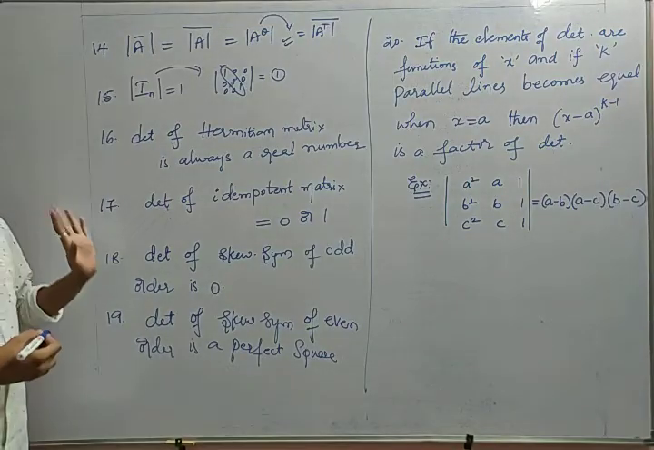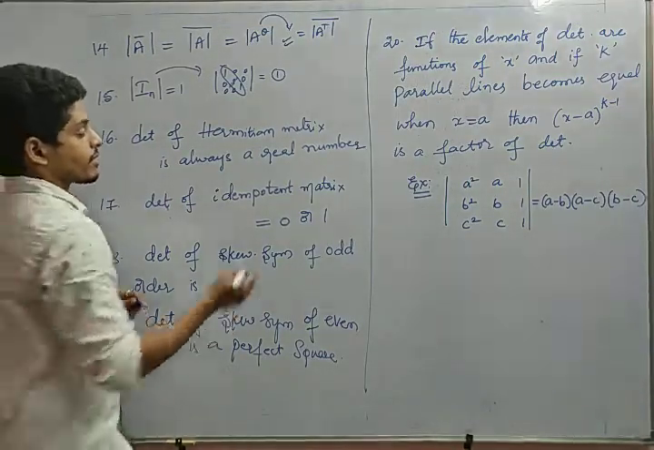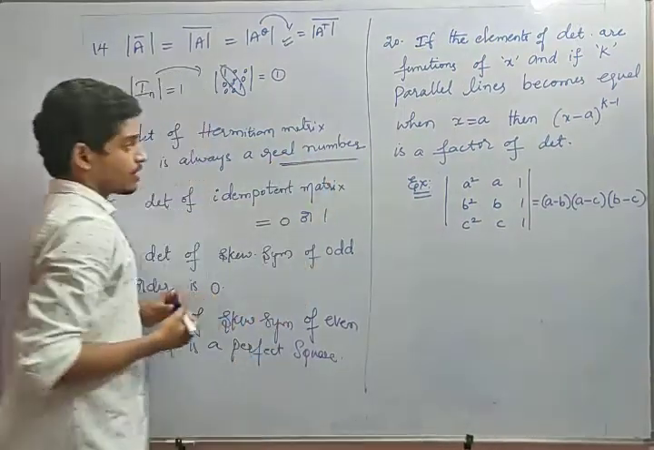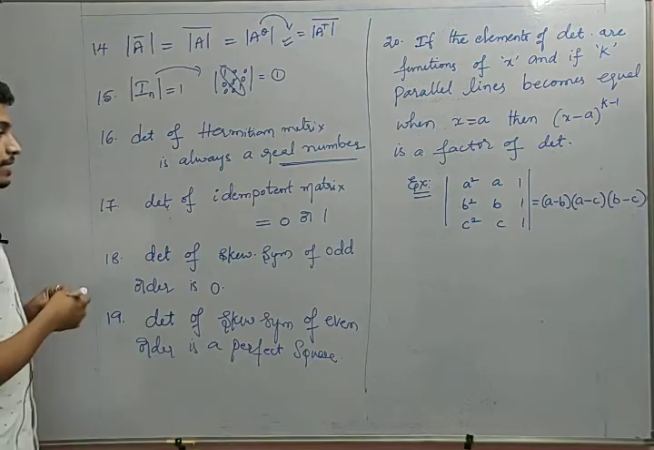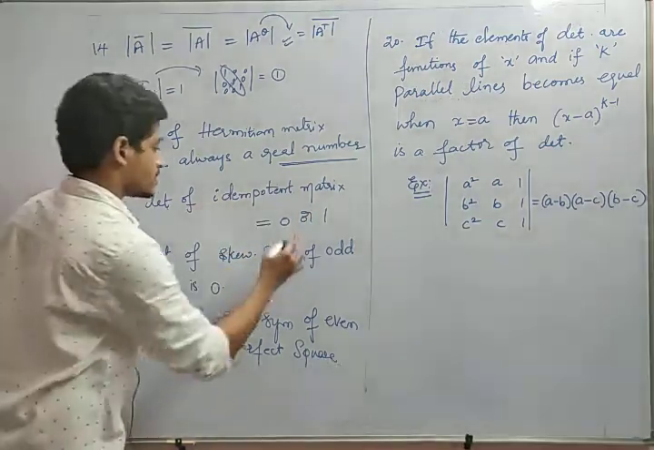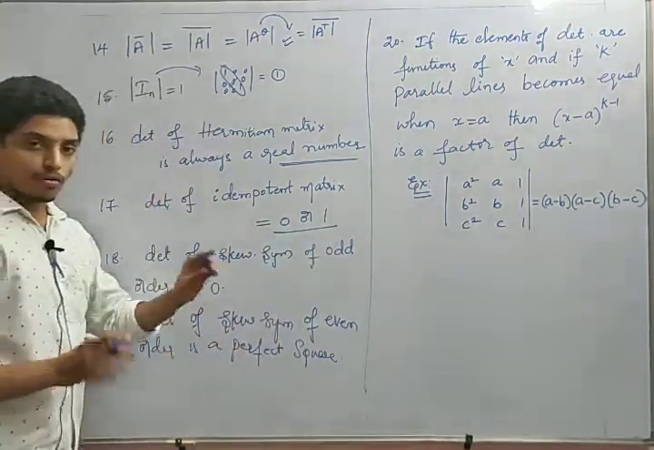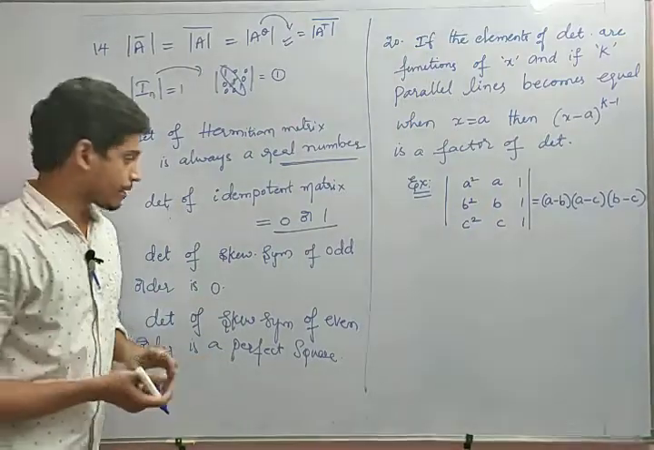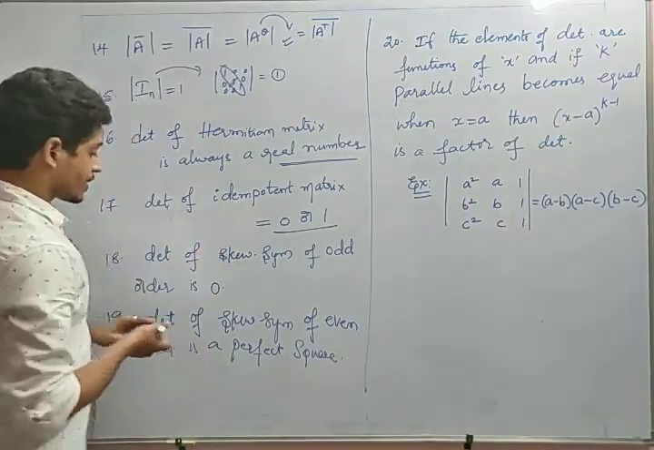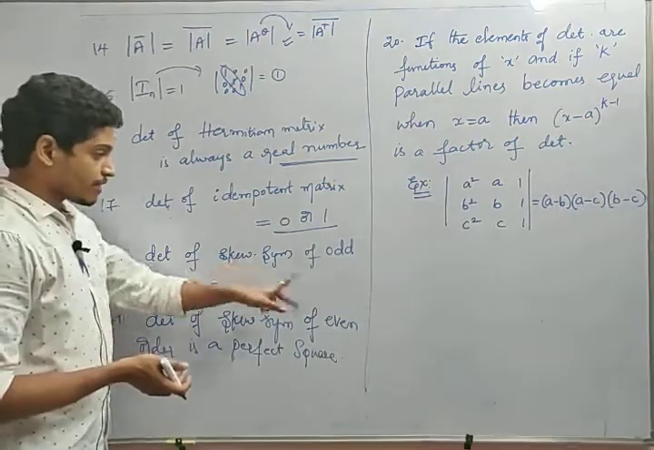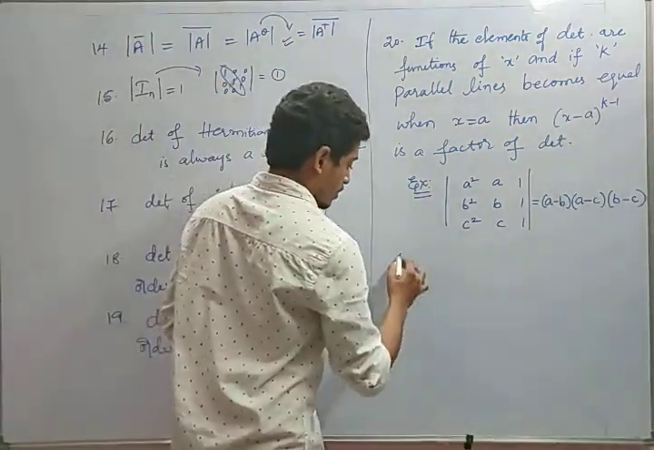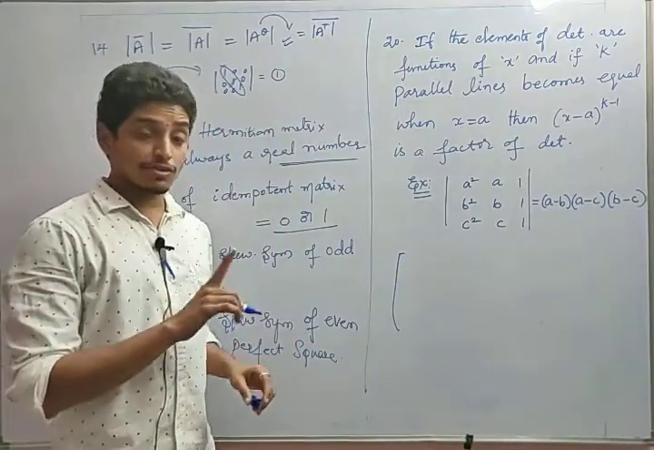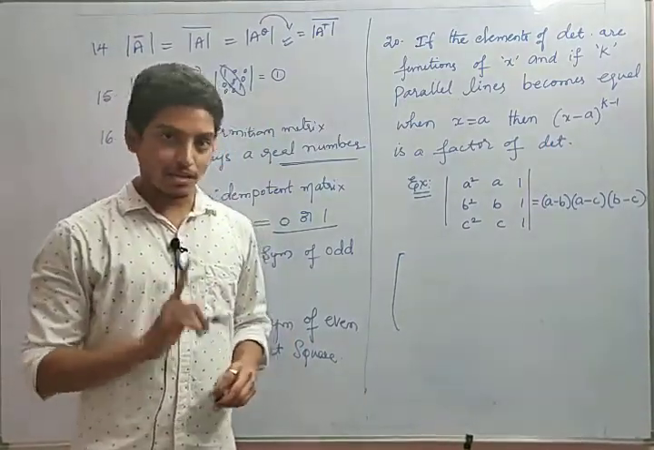Next, determinant of Hermitian matrix is always a real number. Remember this friends. Determinant of Hermitian matrix is always a real number. And determinant of idempotent matrix is 0 or 1. Either 0 or 1. No other number possible. Next. Determinant of skew symmetric matrix of odd order is 0. For example, what is a skew symmetric matrix? A transpose equals minus A. Right? That is skew symmetric matrix.